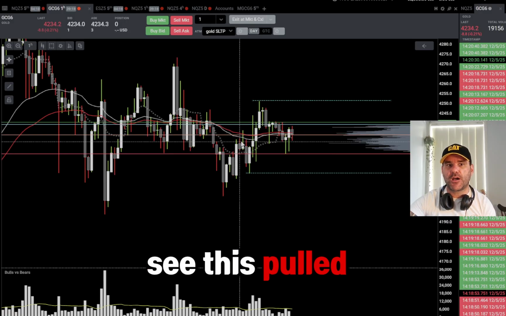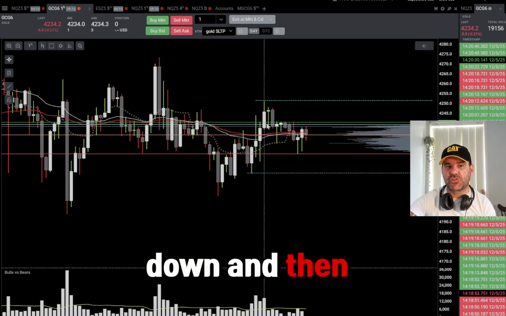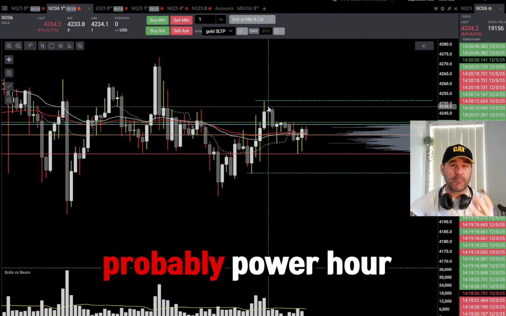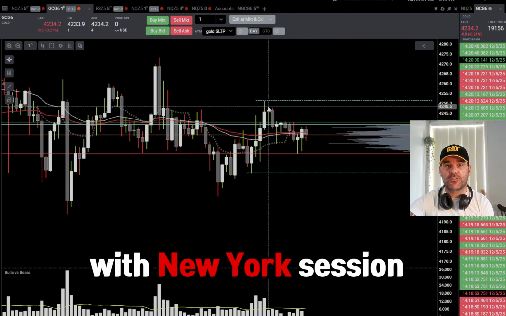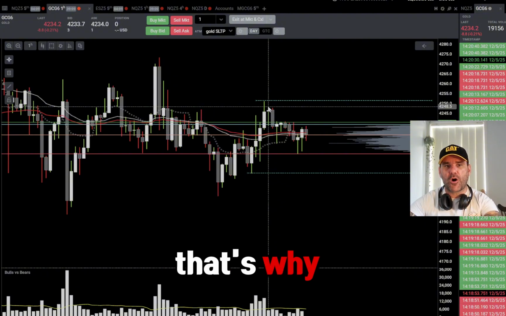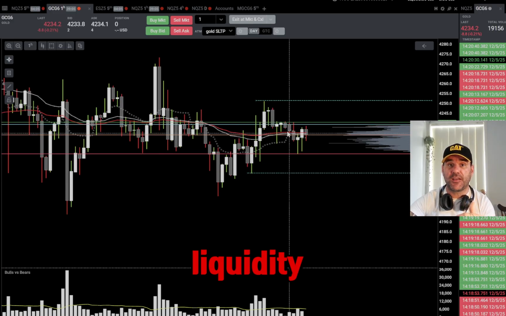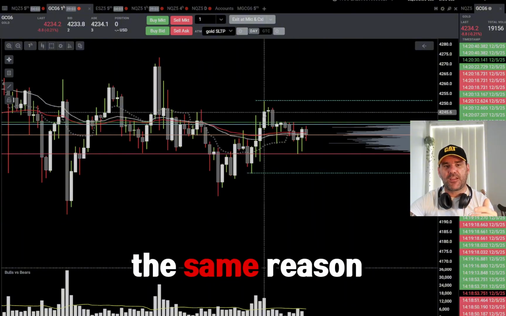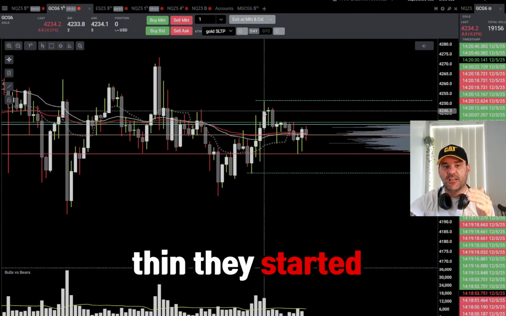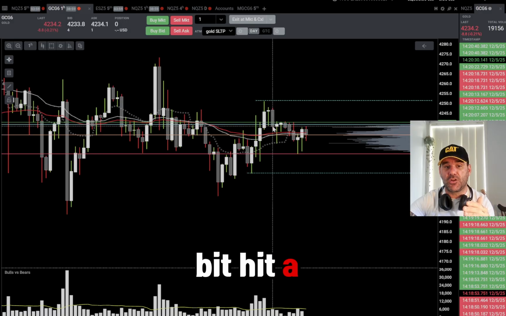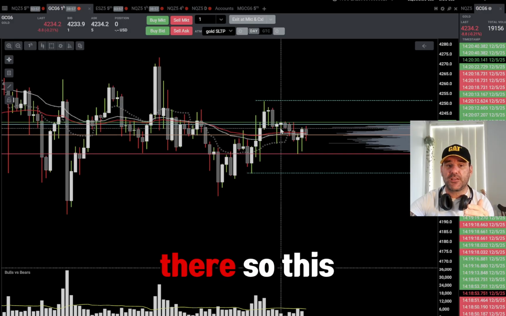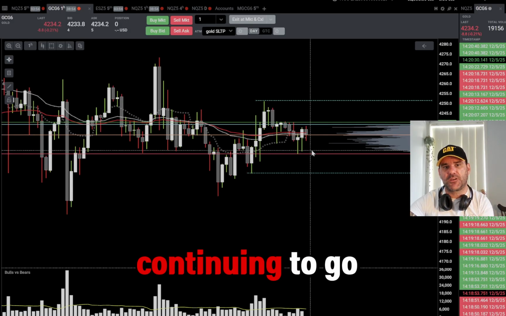As you can see, this pulled up and then pulled down and then shot up from there at the end of the session, probably power hour there with New York session. So that's why that session has jumped up there. And I think there's a lot of liquidity down the bottom of that. Above, same reason. They started coming in here and it pulled down a little bit, hit a nice short here. A lot of people could have got short there. So this is why the Asian market is continuing to go down.